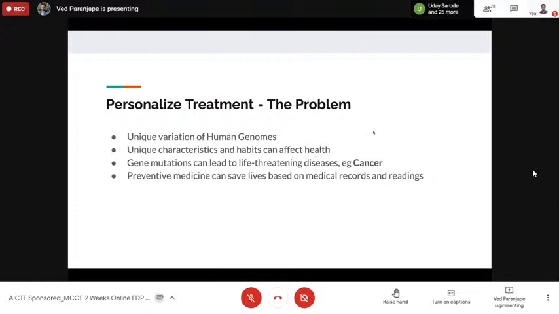It's possible that diabetes is usually hereditary. So based on your ancestry or your parents' health information, it is possible to detect such disorders well in advance. Based on these comparisons between your ancestry and your own medical records, you can predict if a person will contract a disease at a certain point of time. That's very useful for preventive medicine, and preventive medicine can save lives based on medical records and readings. If we detect a disease early, it can be cured early. We can take preventive measures to at least mitigate the disease.